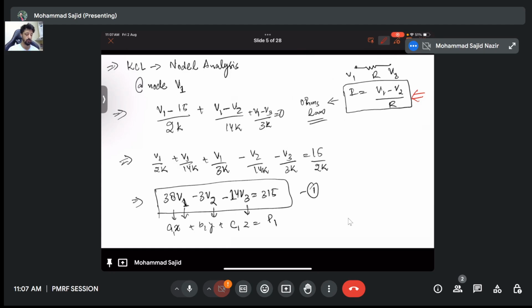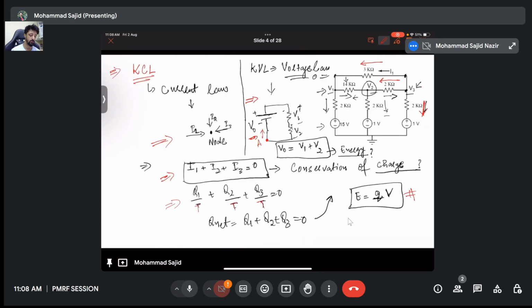Okay. Simply, this is again simplified, and we get equation number 1 of the format A1x plus B1y plus C1z is equivalent to P1. We'll see how we will use this equation. This is of this format.